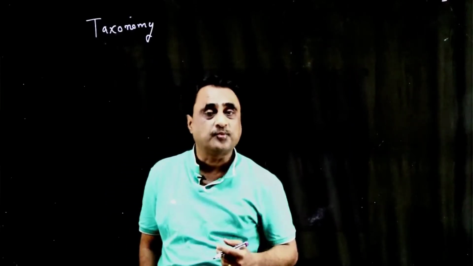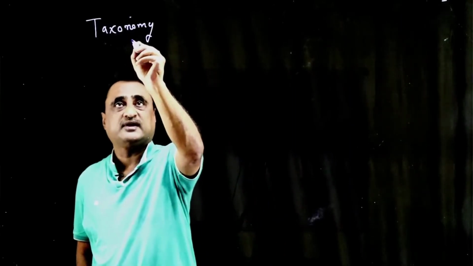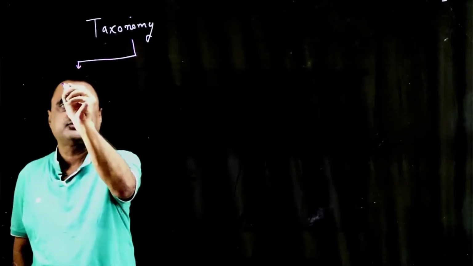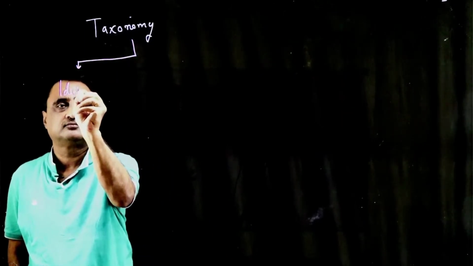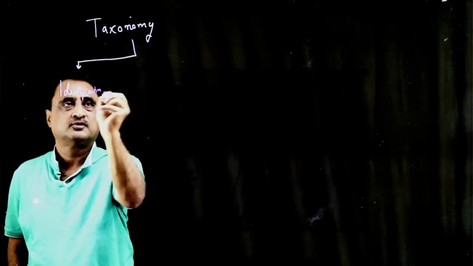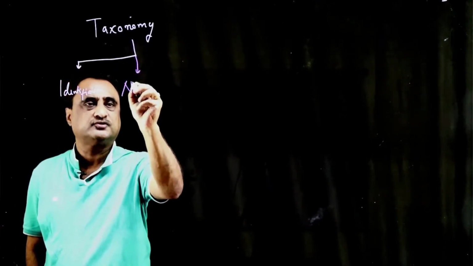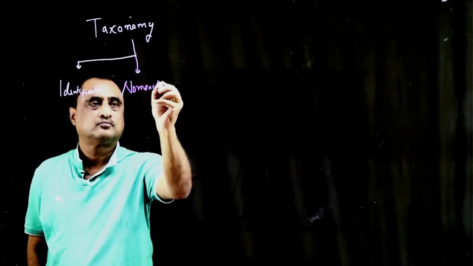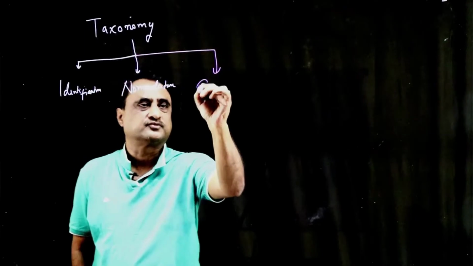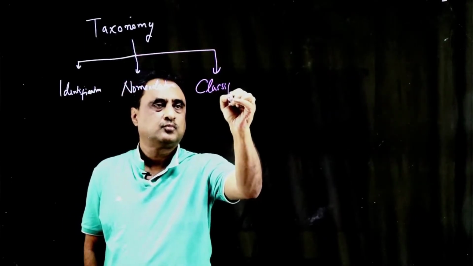So primarily, the moment we talk about classification, we can identify three things in it. The very first is what we call identification. Second is what we call nomenclature. And third is what we call classification.